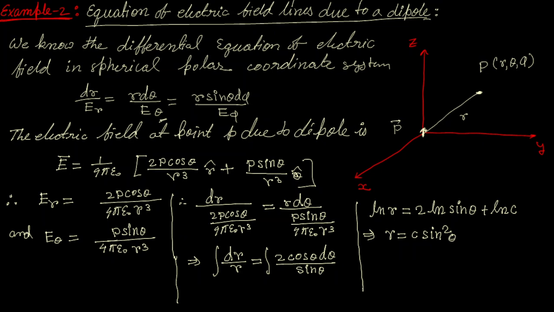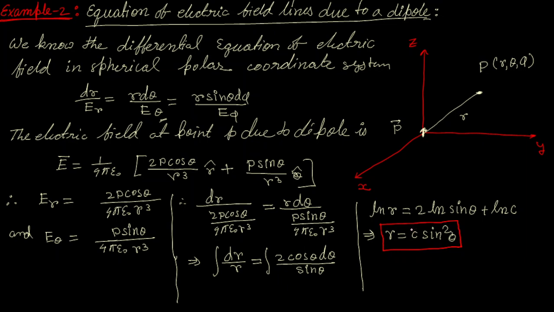C sin square theta. So this is the equation of electric field lines due to an electric dipole in spherical polar coordinates, where r is the distance of the point P from the center of the dipole, and theta is the angle between r and the dipole, and c is the integration constant. The value of c can vary from 0 to infinity.